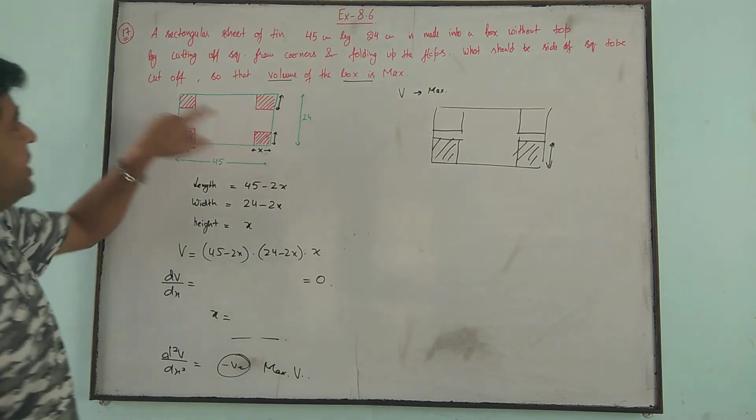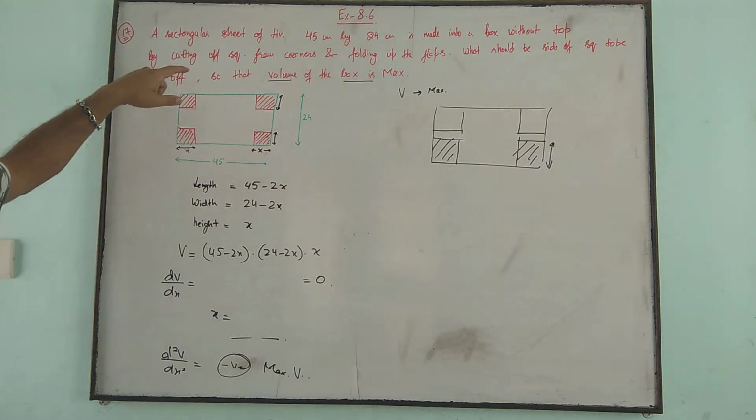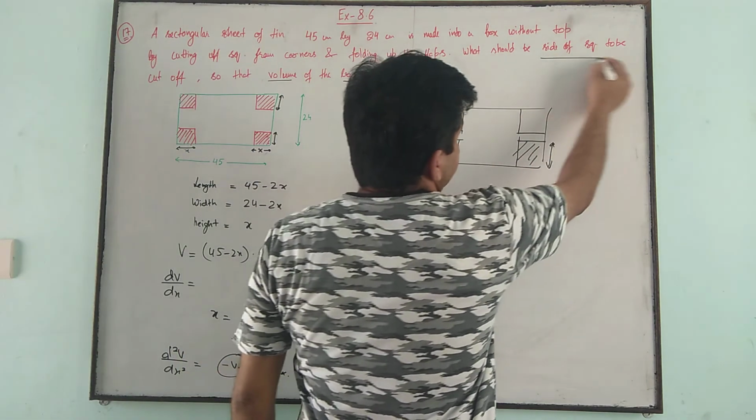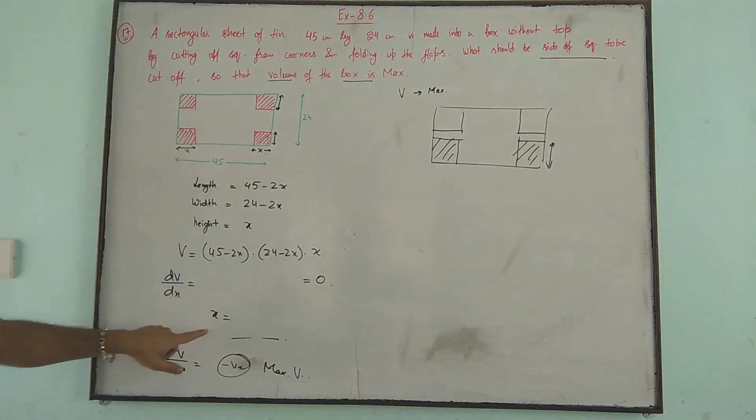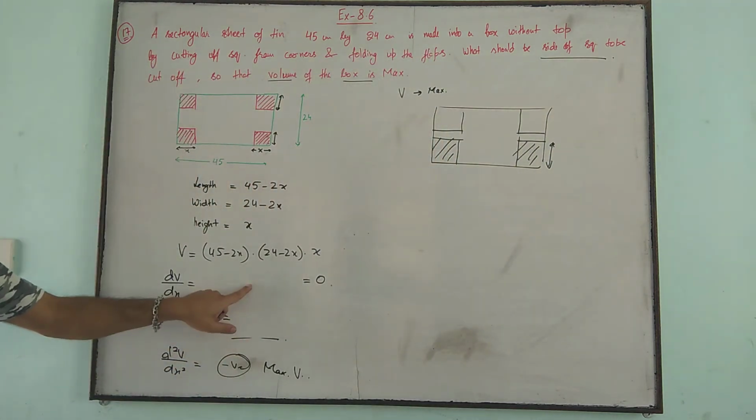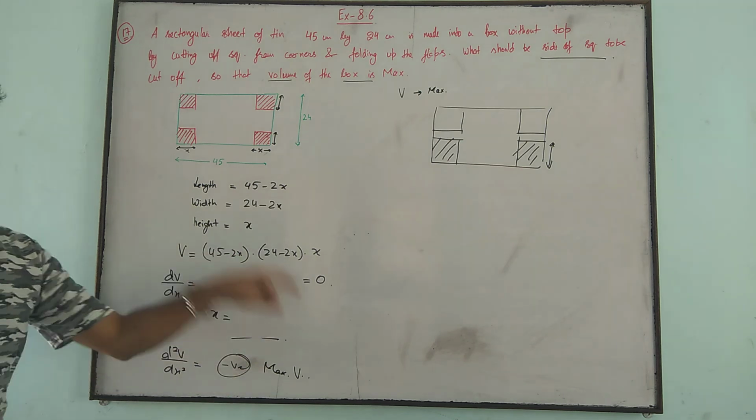So what is to be found here is, what should be the side of the square? So the side of the square must be x at this point. Whatsoever you will get, solve it and give me the answer.